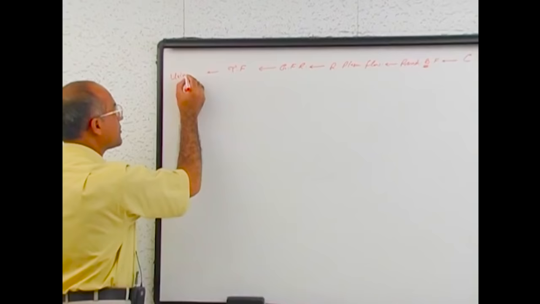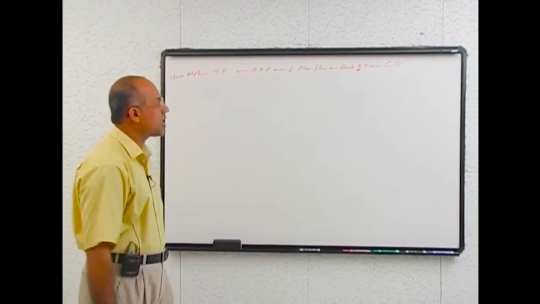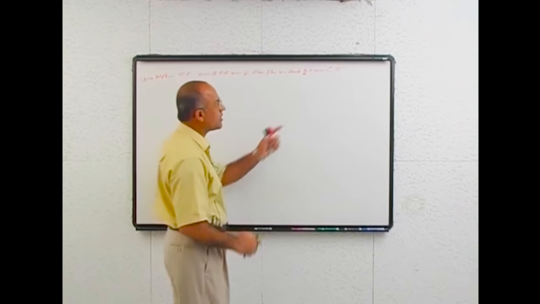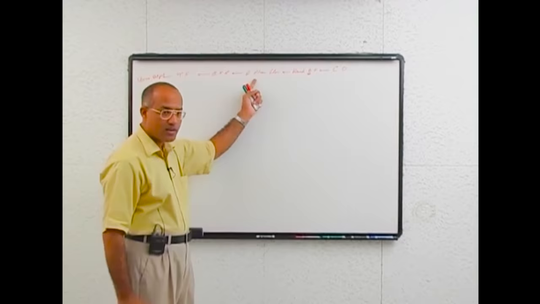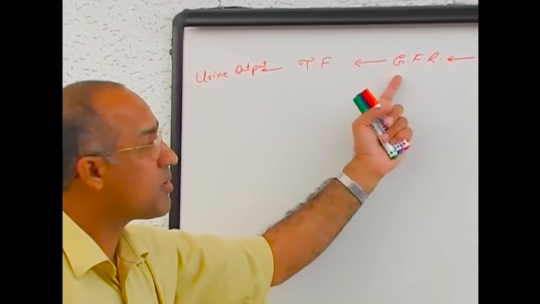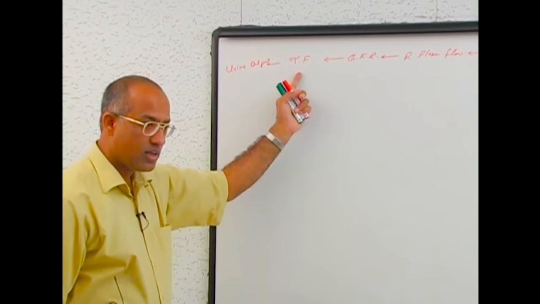Again, this is a very important physiological concept that a good medical student should know. What is the relationship between the cardiac output and renal blood flow? And between the renal blood flow and the renal plasma flow? And between the renal plasma flow and glomerular filtration? And between the GFR and tubular flow? And eventually, how does the tubular flow in the end translate into urine output?